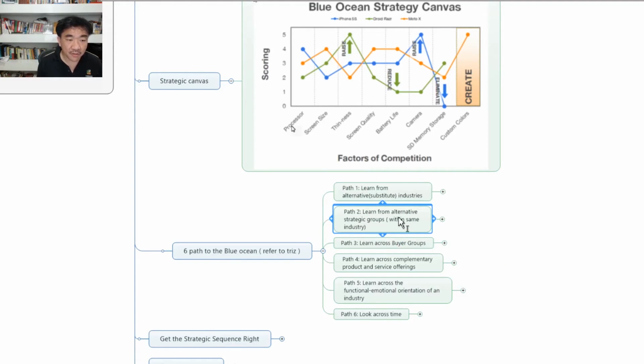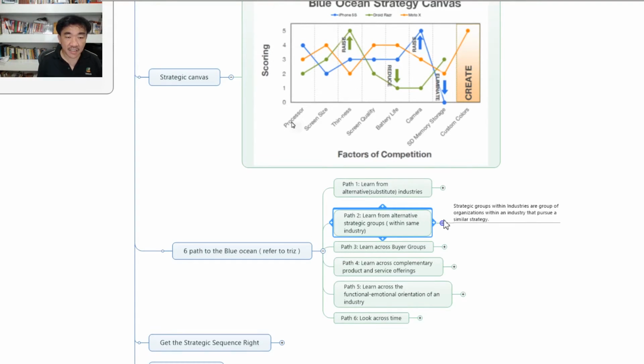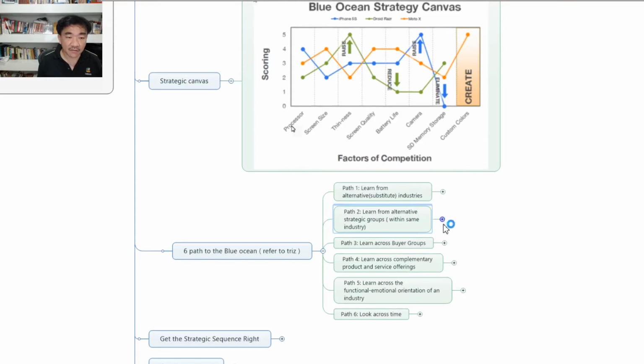Path 2: you can learn from the alternative strategic groups in the same industry. For example, if you are in the formal education industry, you may be an international school, a bilingual school, a traditional private school, or a public school. You can learn from people in different strategic groups.